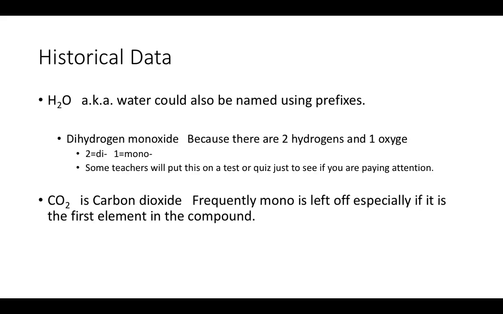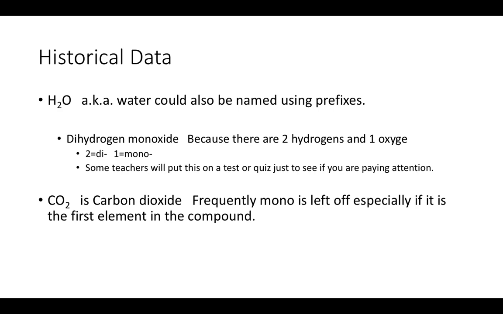So H2O, or water, could also be named using prefixes, and it would be dihydrogen monoxide: 2 for the di for the hydrogen, H2, mono for the oxygen, 1, monoxide. Sometimes people will put that on a test just to see if you've been paying attention. And then CO2, carbon dioxide. Frequently we don't use the mono on the first element.